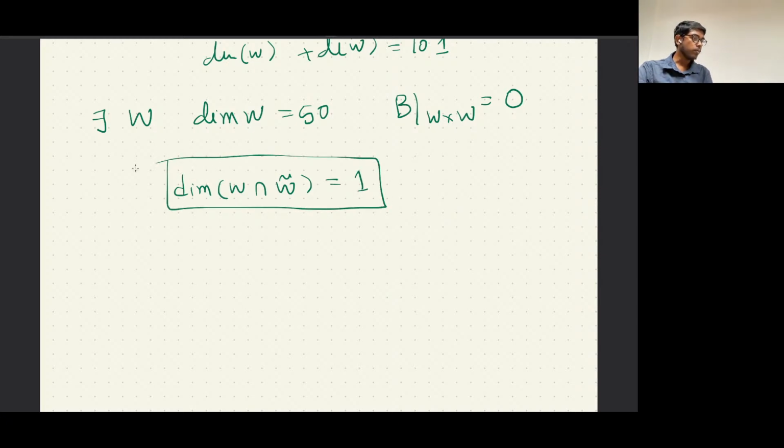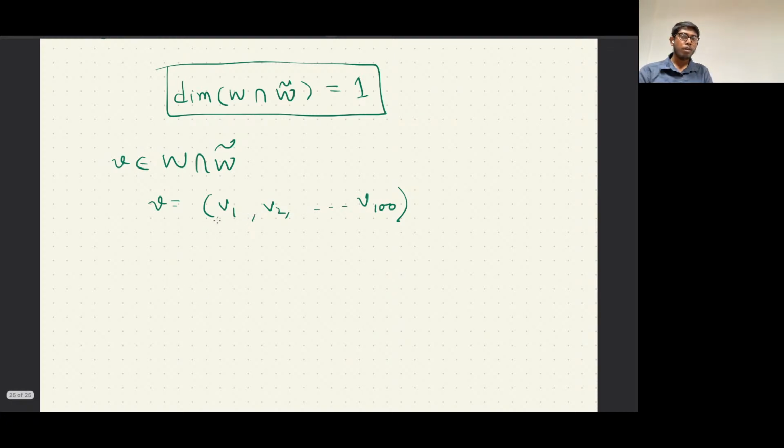Okay, right? Now I have not chosen the 49th dimension, I have chosen the 50th dimension W. So the dimension of W is 50. So now the intersection dimension is 1. Okay, and therefore, let V be in the W intersection W tilde. So V I am writing as V1, V2, up to V100.